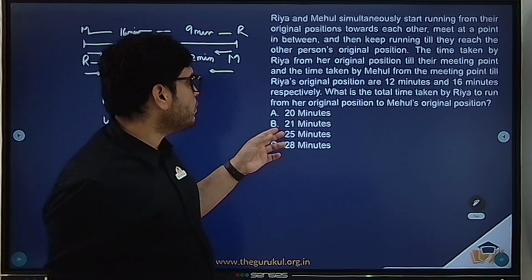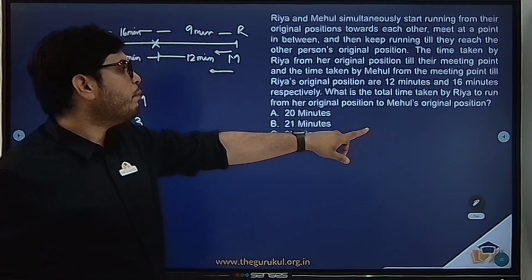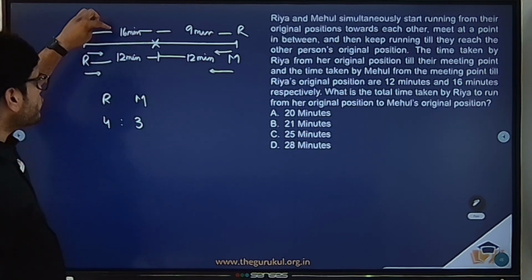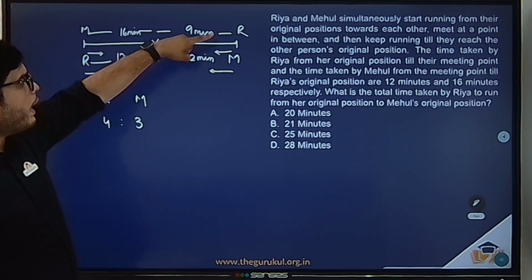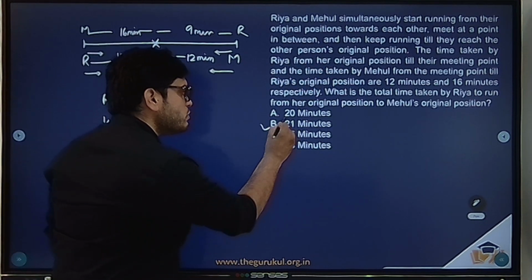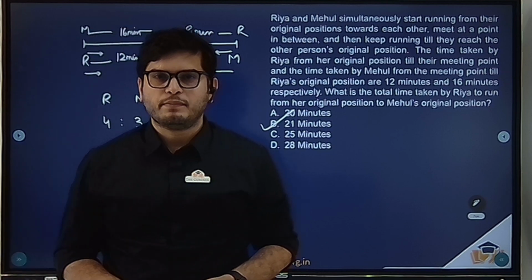Then what was asked? What is the total time taken by Ria to run from her original position to Mehul's original position? So 16 minutes till the meeting point and then 9 minutes to reach Mehul's initial point. Right. So the answer for this question should be 21 minutes.